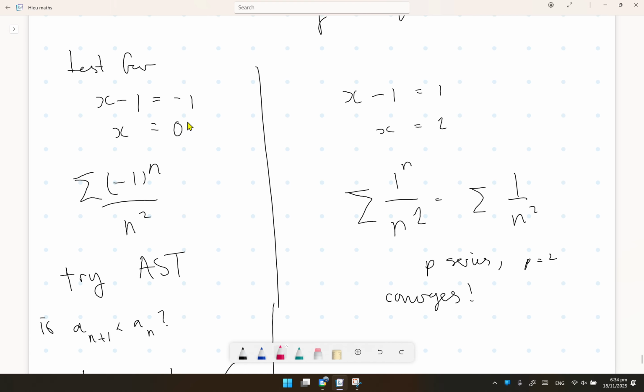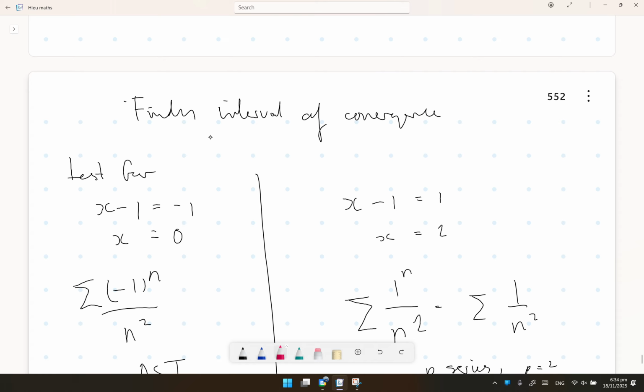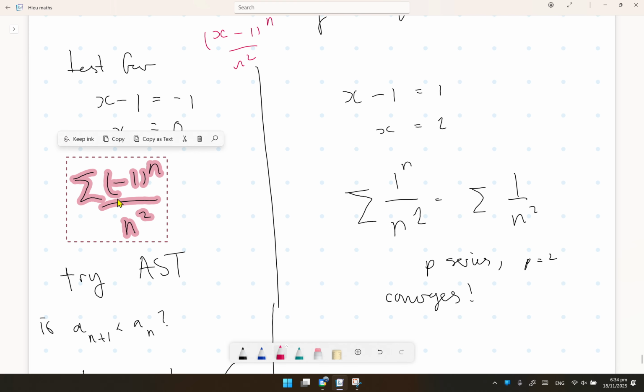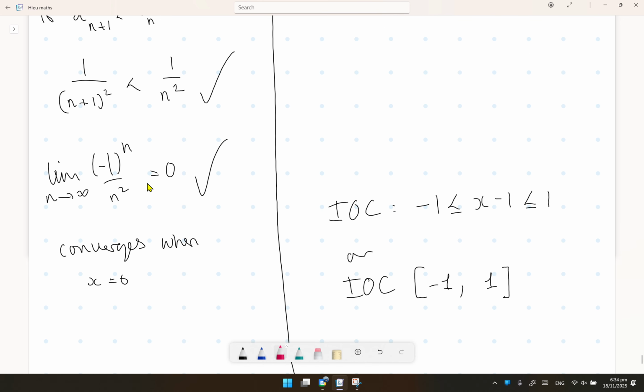When x equals 0, what you end up with, if you remember, is x minus 1 to the n over n squared. And when x equals 0, it's just minus 1 to the n. Again, it's an alternating series, so let's use the AST. You find that it's convergent, yes.